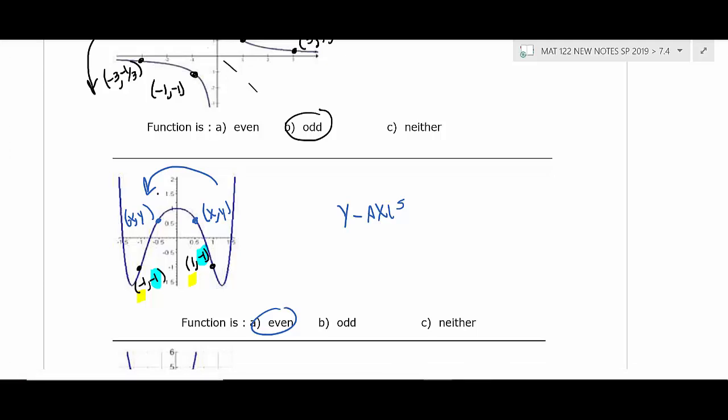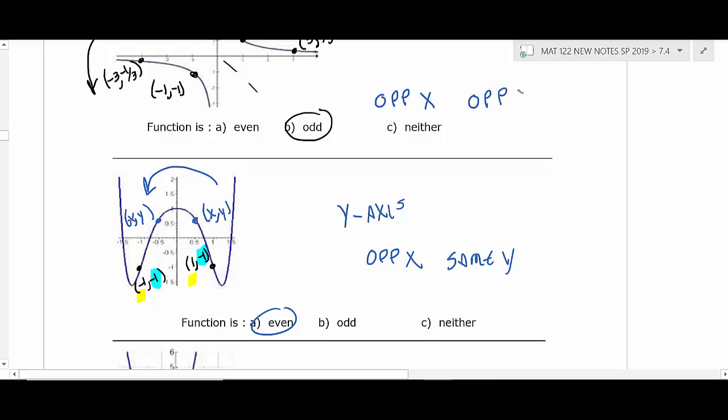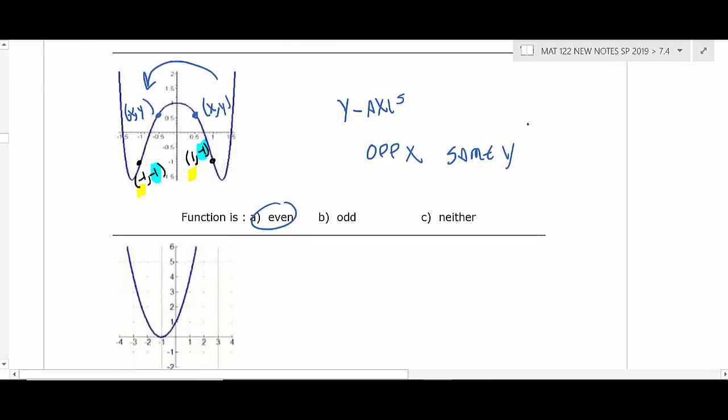Okay? So again, I kind of try to get students to think of even functions this way: opposite x, same y. If it's an odd function, I try to get students to remember it this way: opposite x, opposite y. Just get that in your mind.